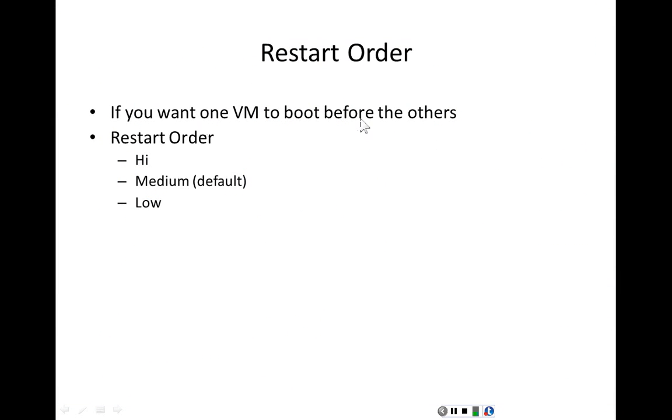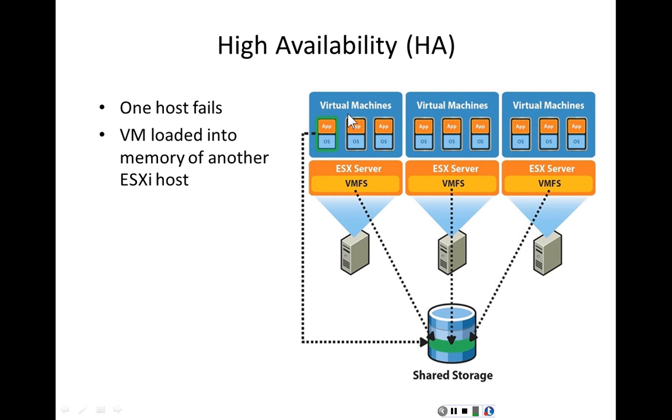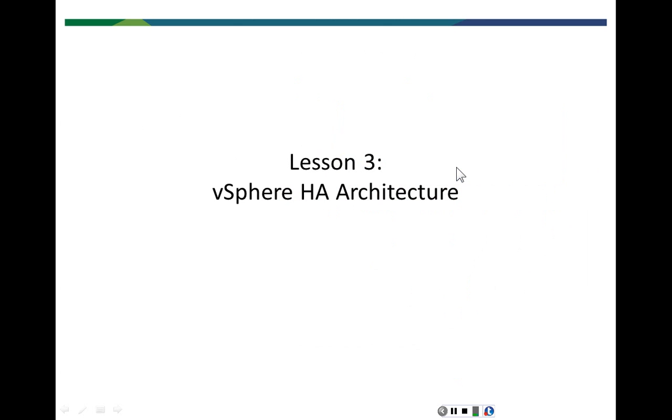If you want one virtual machine to boot before the others, you set the restart order. In summary, high availability provides automated failover. You have multiple ESXi hosts. If one ESXi host crashes, then the virtual machines are loaded into the memory of another ESXi host. Now let's look at vSphere High Availability Architecture.